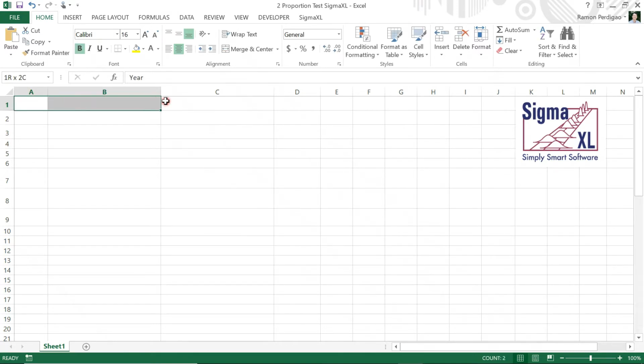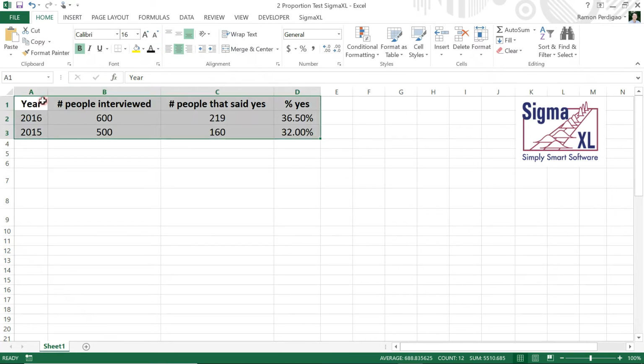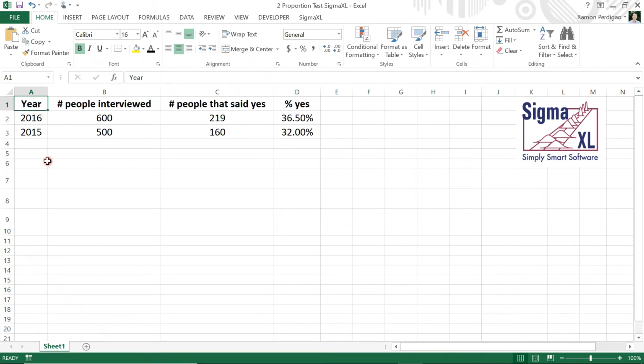I'm going to bring out the data that I have for our exercise, and I'll explain what we're doing here. So basically this is a claim from the marketing department of this cookie manufacturing company, that in 2015 they gave away cookies on the street to people that were just passing by, and they interviewed 500 of these people, and 160 of them said yes to the question, do you like your cookies? So they simply said yes. It was a yes or no type of question.